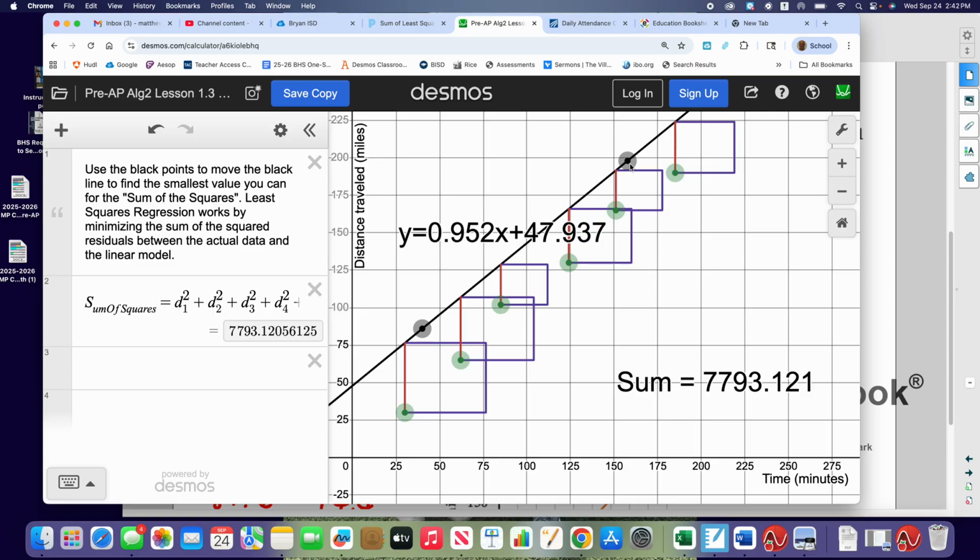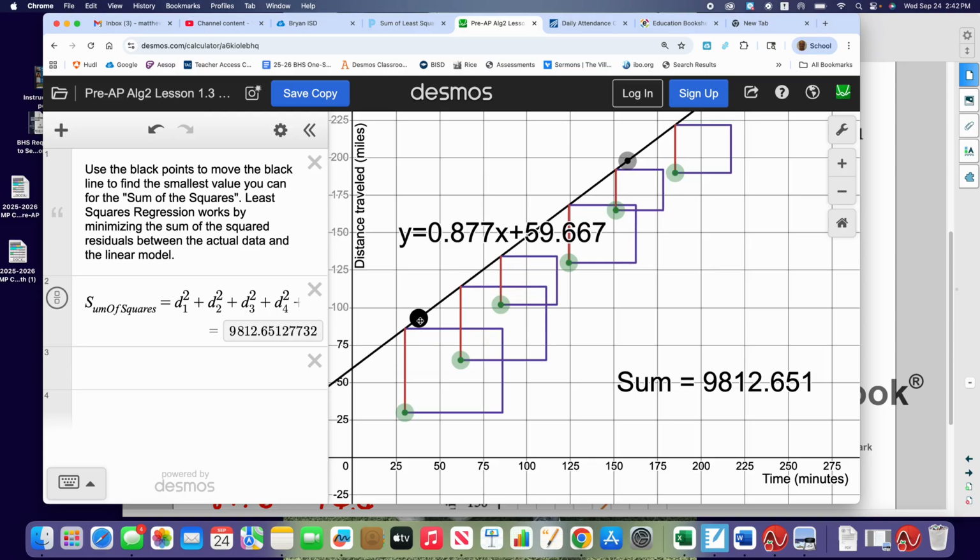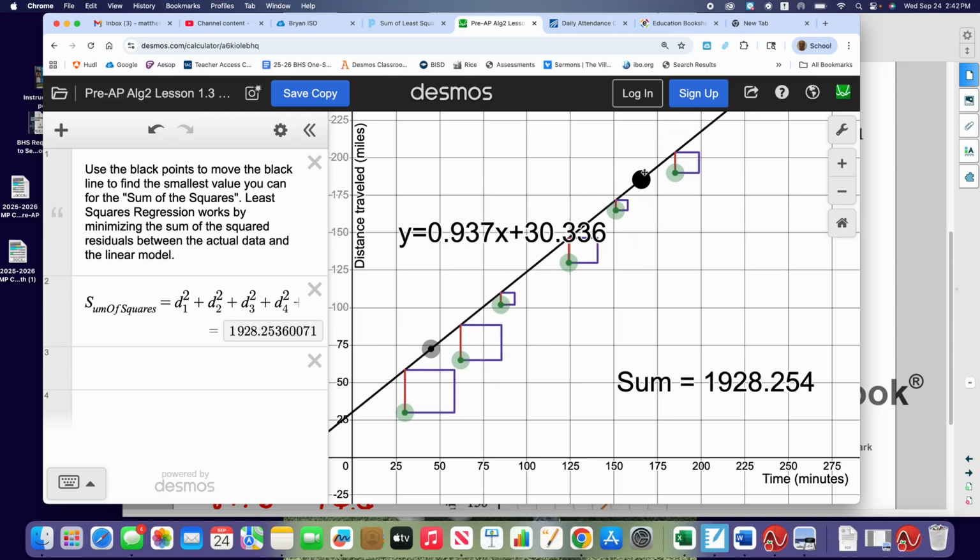Why do I have a box on there? It's not a box, it's a square, by the way. What did we do with all the residuals? We squared them all right? You see it? So what we're seeing is we're seeing these squares on here. Now what I want you to do is I want you to just kind of work with the model, all right? Move your points and see if you can get the least amount of sum on there. See if you can get the lowest sum. Move the black points. Don't move the squares, move the black points.